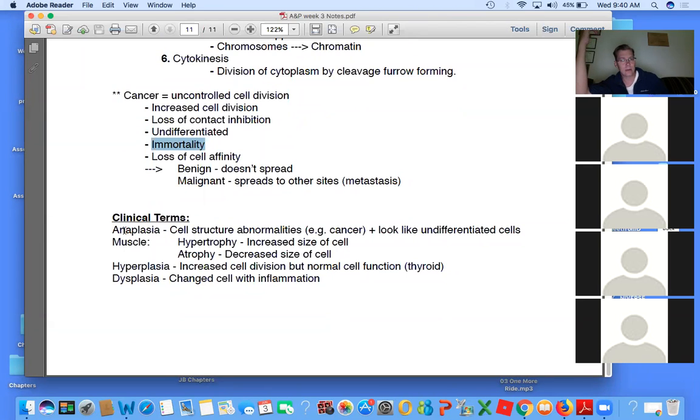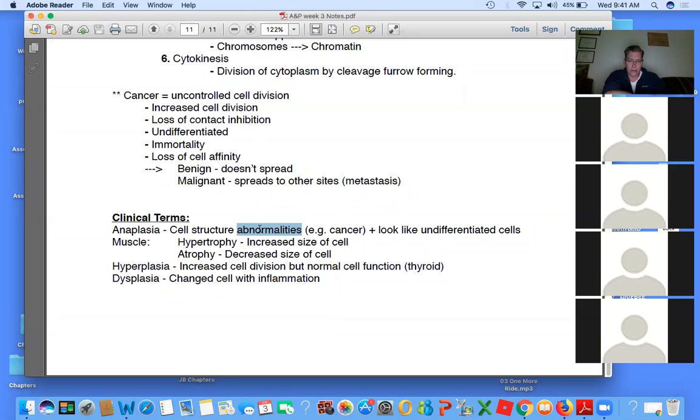Last but not least, we're going to do our clinical terms, and then I'm going to open up to conversation, talk about the test, and move forward. Anaplasia is a word. If you see that word, that means abnormalities like cancer. The cells look undifferentiated. They don't look normal. Next week's lab, you have the histology lab, and you're going to see what normal cells look like. When a cell is cancerous, it doesn't look like that.